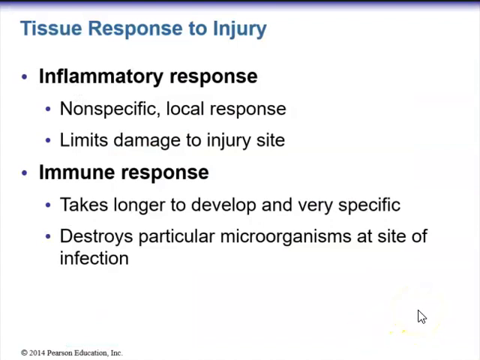Now, how does tissue respond to injury? We have an inflammatory response. An inflammatory response is nonspecific, it's a localized response, and it helps limit the damage to the injury sites. Now, the immune response takes longer to develop and is very specific. It will destroy particular microorganisms at the site of infection.